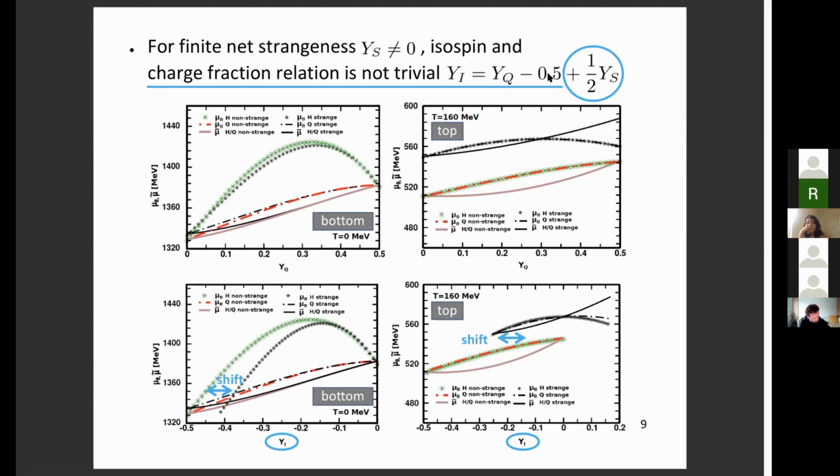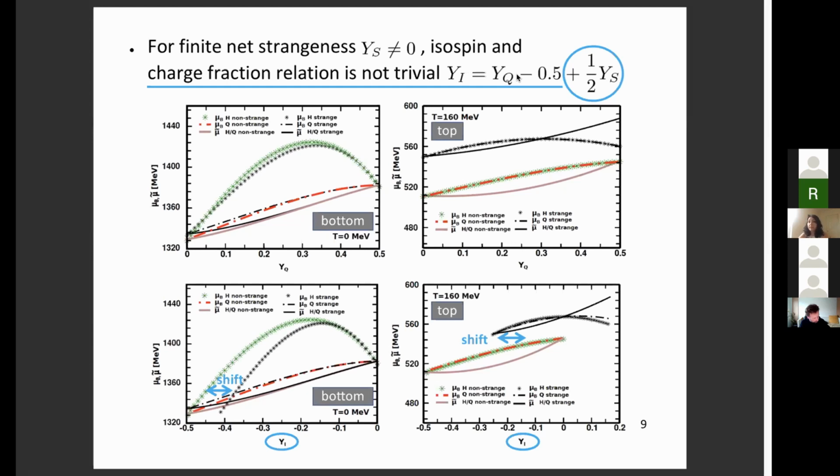But if you're talking about making a comparison with astrophysics, we have net strangeness because we're talking about events that happen between milliseconds and millions of years. So there's plenty of time for strangeness to be formed. And what happens is this affects this relation. And this shift is not a simple shift, because the shift depends on everything else.